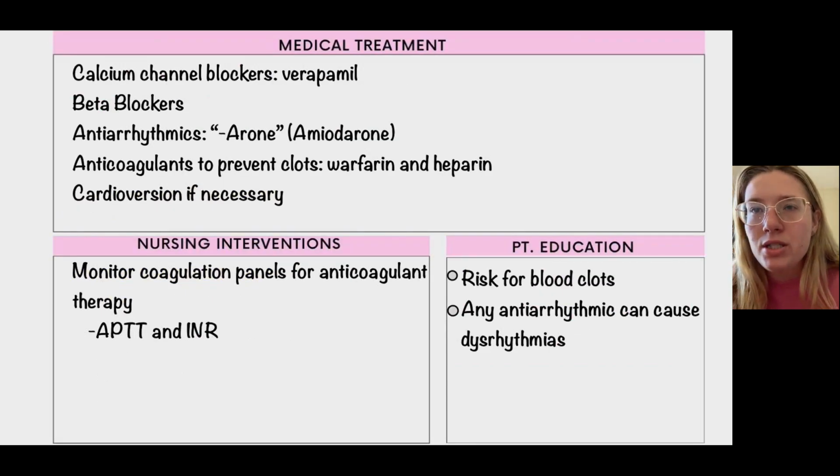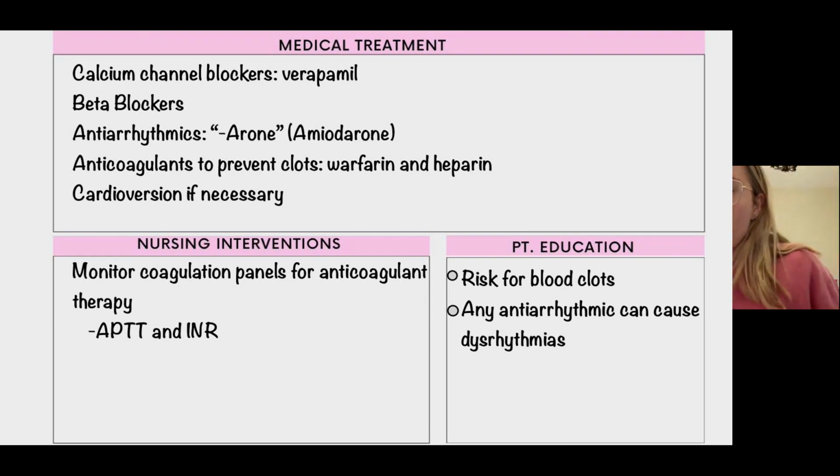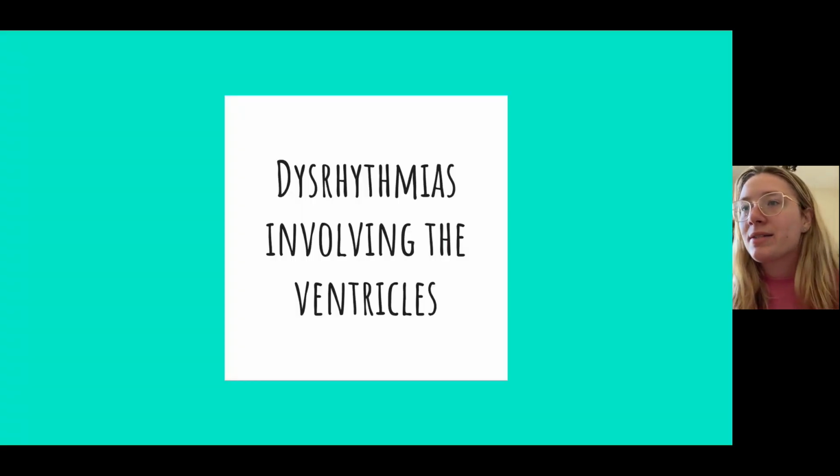So what are we going to do? We're going to give them some cardiac meds, some calcium channel blockers to help relax the heart muscle, beta blockers to help reduce that rapid heart rate, antiarrhythmics such as amiodarone, anticoagulants, and possible cardioversion. One little black box warning on all antiarrhythmics is that they can cause or worsen dysrhythmia, so just keep that in mind. And again, monitor your coags.